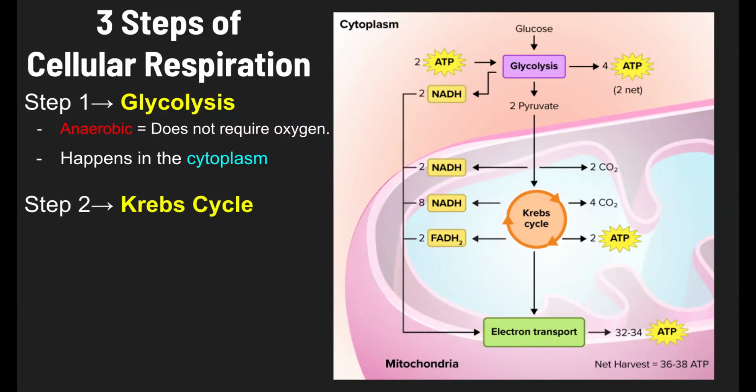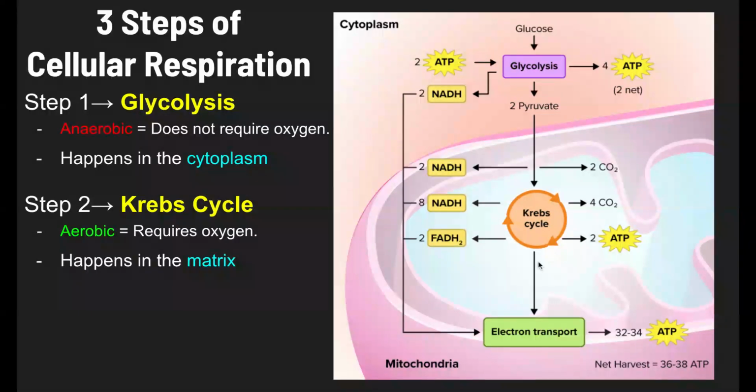Step 2 is called the Krebs cycle. This step is aerobic, meaning that it does require oxygen. And this step happens in the matrix, which is this part inside the mitochondria that's blue here.